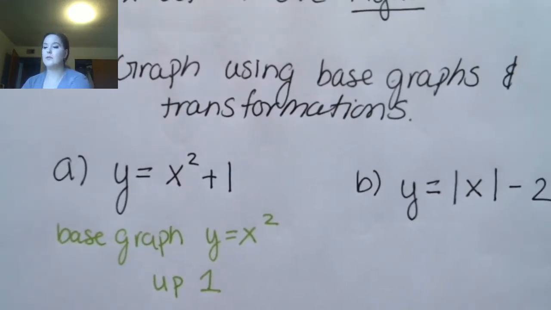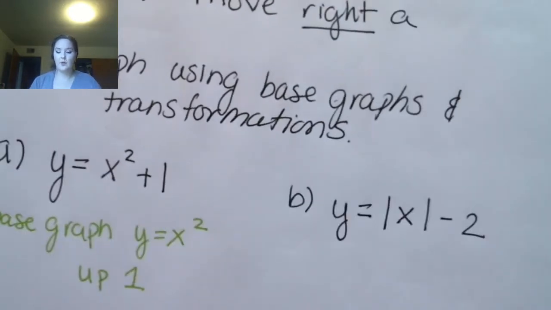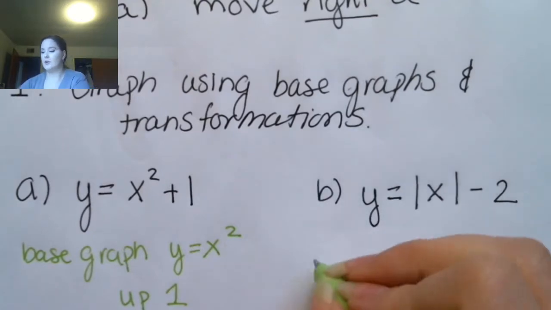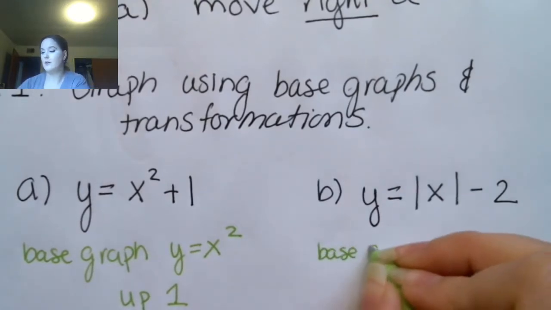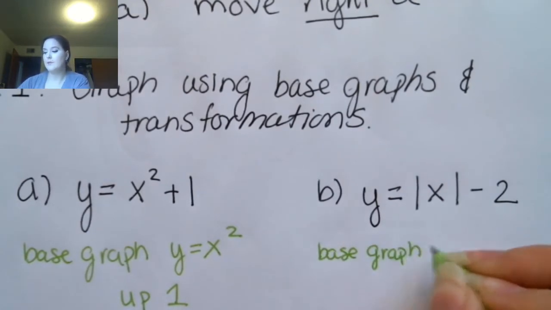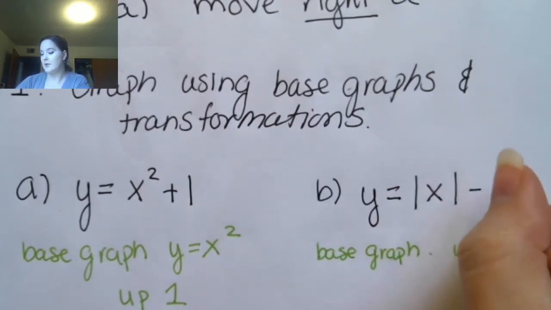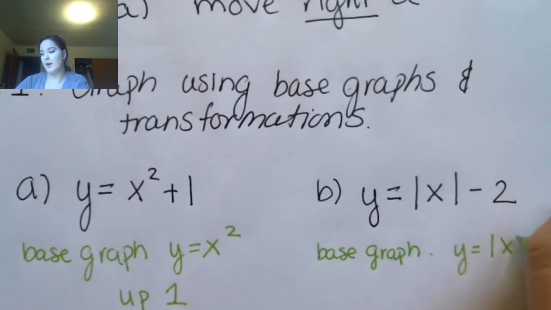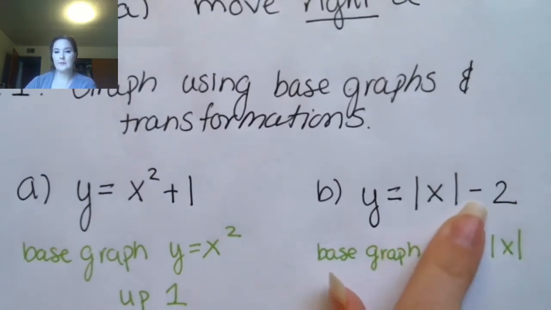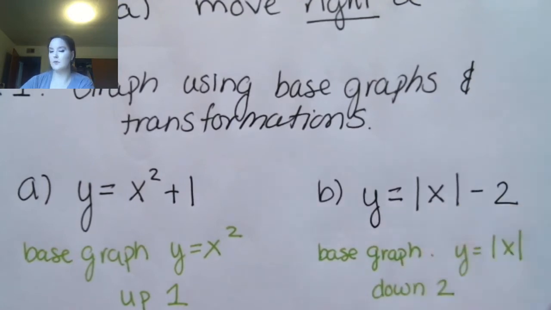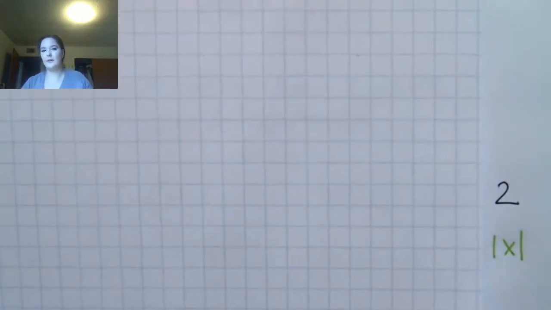Okay, so we have y equals absolute value x minus 2. Okay, so our base graph, right, you're just choosing from a list of those 7 functions. Okay, so the one that this is most like is the absolute value. So our base graph is going to be y equals absolute value x. Okay, and this minus 2 here, this is going to move the graph down 2. Okay, so let's look at what our graph will look like.